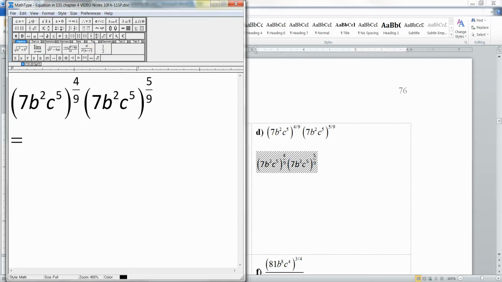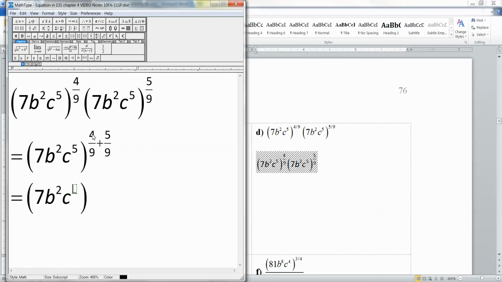So what you can do is say, okay, I want that, but I want it to the 4/9 plus 5/9. I'm going to add them, see? And that's 7b squared c to the fifth to the, and now what do you do? You add them. 9 over 9, which we all know is 1, right? And anything to the 1 is just itself.